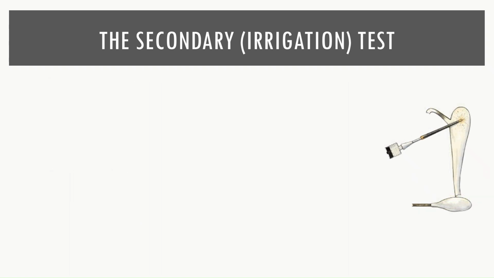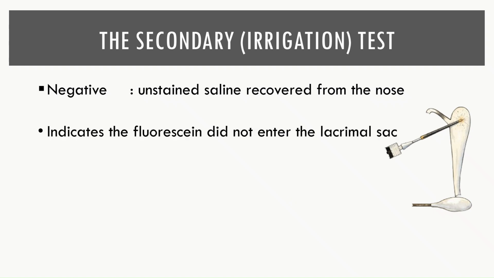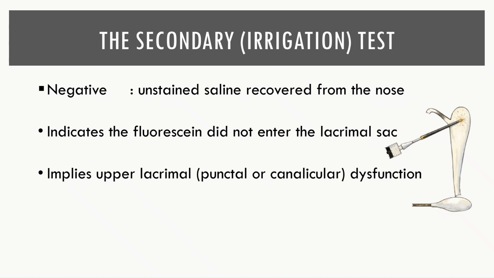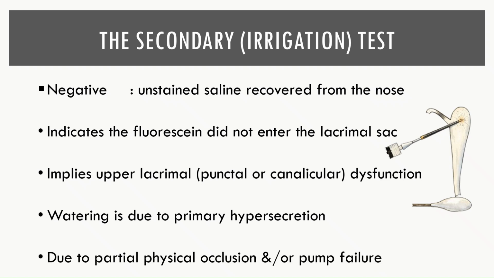The secondary Jones test is negative when unstained saline is recovered from the nose. It indicates that the fluorescein did not enter the lacrimal sac. It implies upper lacrimal dysfunction. Watering is due to primary hypersecretion, partial physical occlusion or pump failure.